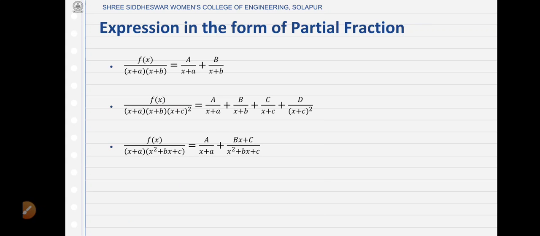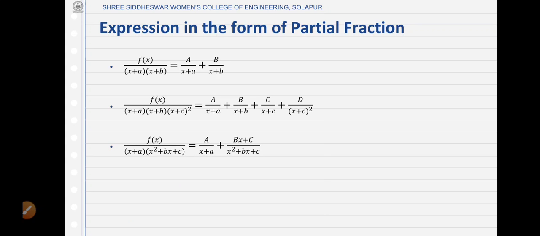And then the corresponding partial fraction is the first constant upon the first factor. Here it is x plus a. So it will be same as in the previous two cases. Now corresponding to the quadratic factor, the numerator is different one, and it is involving two constants B and C, and we have to write it as Bx plus C divided by the second factor which is quadratic.